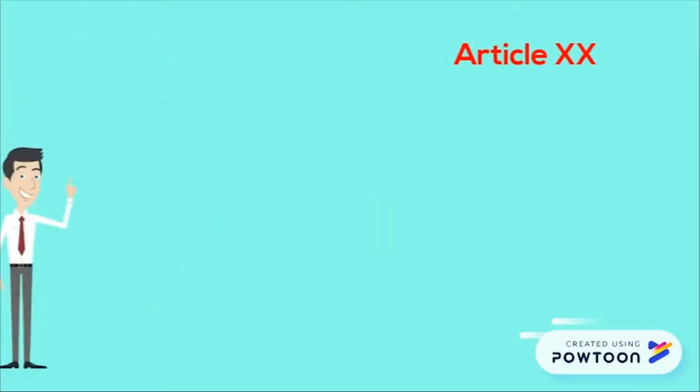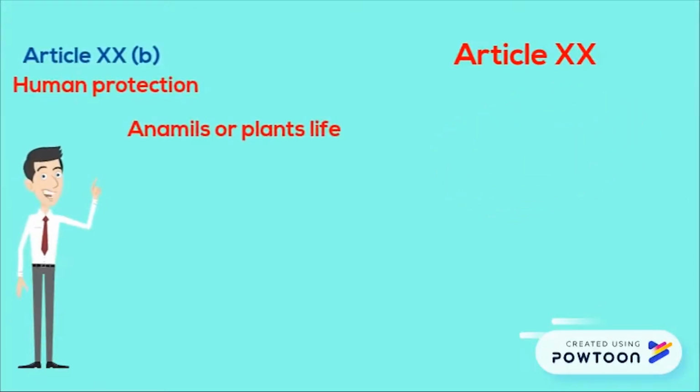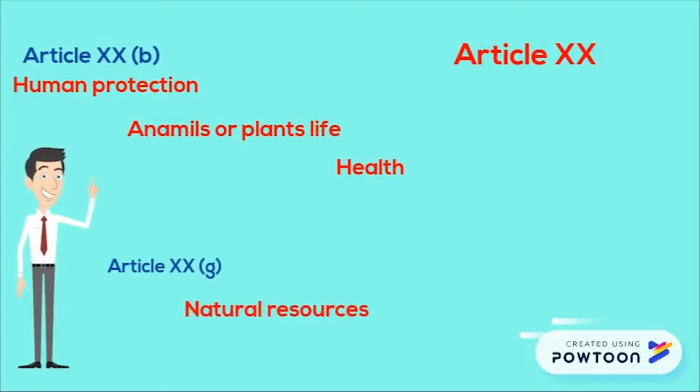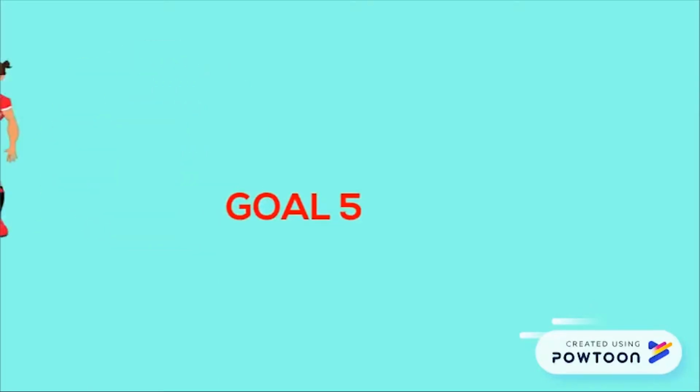In Article 20, GATT deals with some exceptions. There are 10 exceptions from A to J, but in this case we need only exceptions B and G, which talk about human, animal and plant life and health, and natural resources. Now let's see how GATT articles hinder achieving SDG goals.